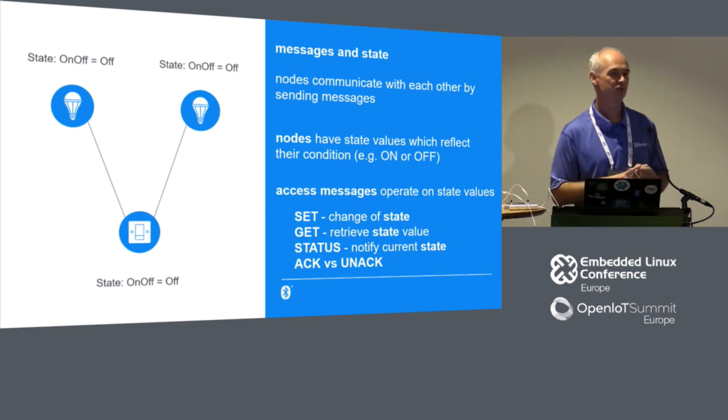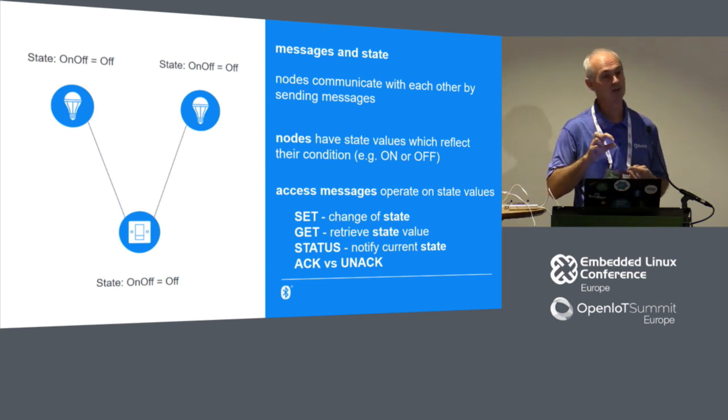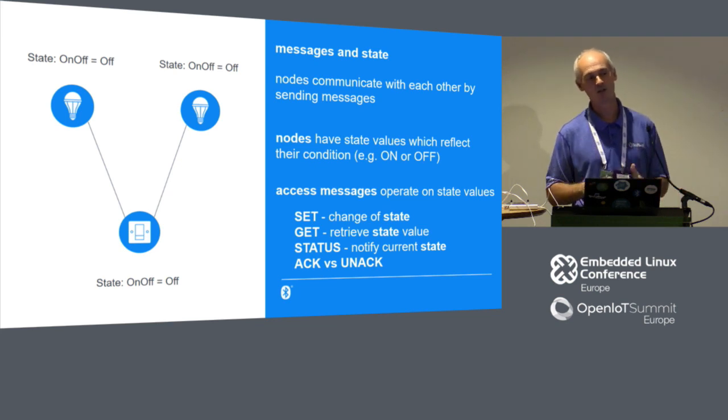Two types of sets. We've got acknowledged messages. I send a set message that means please change to this value. I'll get a reply, which is a status message containing the new value. And unacknowledged messages where I don't get a reply. Now, believe it or not, if you're familiar with and accustomed to request-response protocols, in fact, we hardly ever use the acknowledged variants. We use the unacknowledged ones almost all the time.